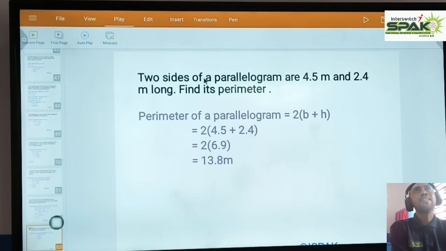Alright? Two sides of a parallelogram are 4.5 meter and 2.4 meter long. Find its perimeter. You know the perimeter of a parallelogram is 2 into bracket base plus the side. So we have 2 into bracket 4.5 plus 2.4. Then we have 2 into bracket 6.9, which is the addition of 4.5 and 2.4. Then we multiply 2 by 6.9, we have 13.8 meters. So 13.8 meters is the perimeter of this parallelogram.